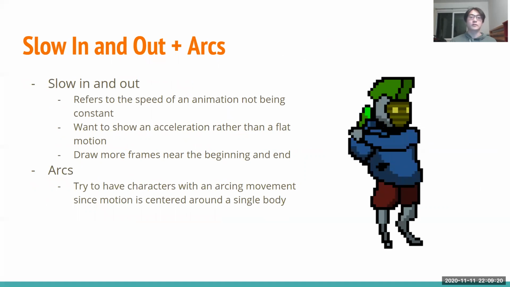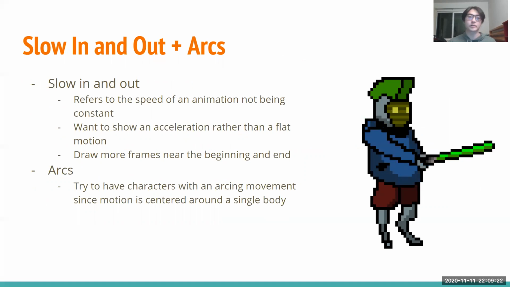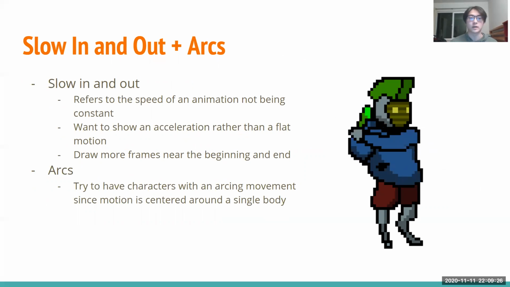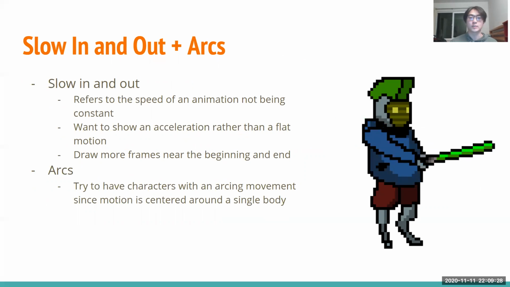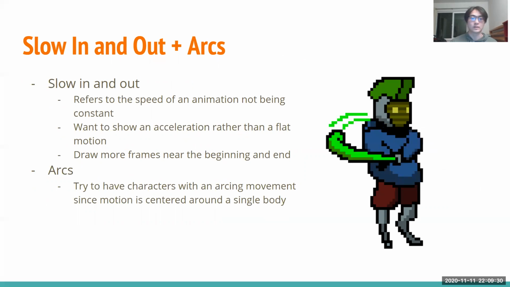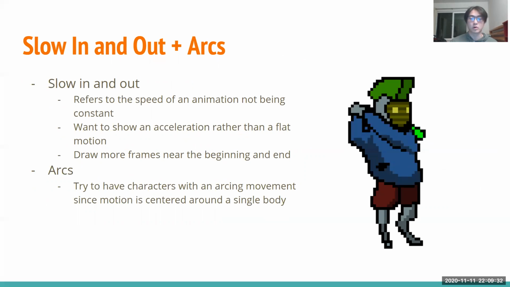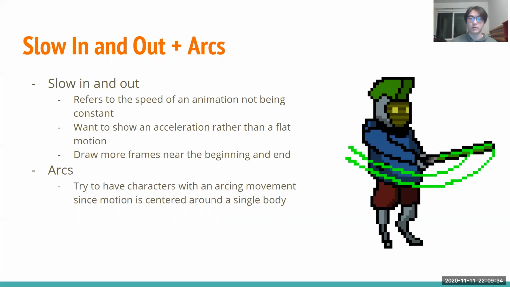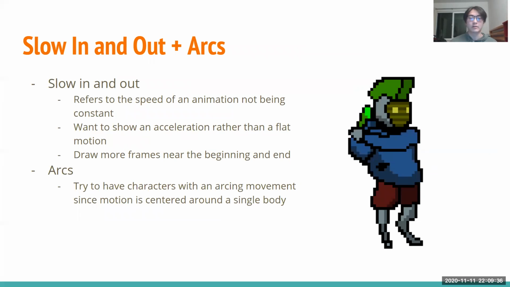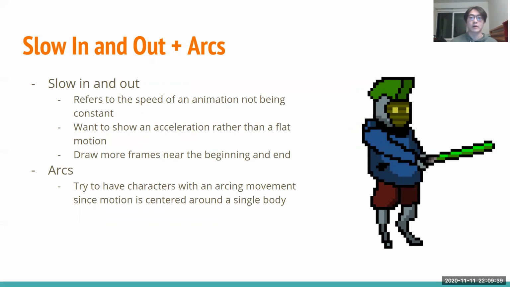Now we're going to be talking about slow in and out plus arcs. So slowing in and out, an example for this will be on the next slide. Slowing in and out refers to the speed of your animation not being constant. Basically you want to show a sort of acceleration rather than a flat motion. And in this way, this again helps smooth out your animations.